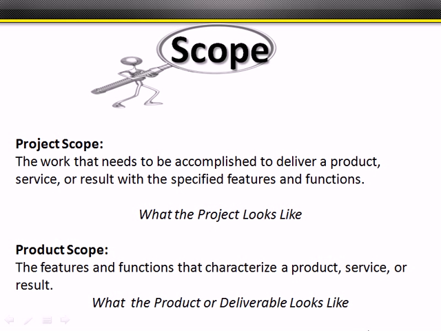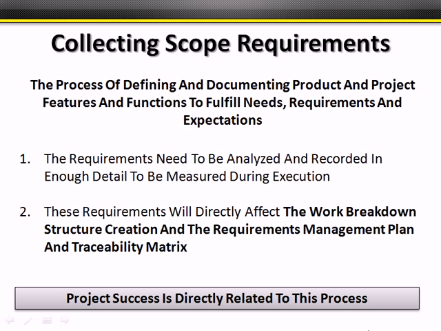Product scope, on the other hand, is the features and functions that characterize that deliverable, that product, service, or result. It's what the product or deliverable actually looks like. And according to PMI, planning for both is crucial to making sure that scope is clearly defined. Collecting requirements is the first piece of this. This is the process of defining and documenting product and project features and functions. Overall, meeting requirements is the most important thing.